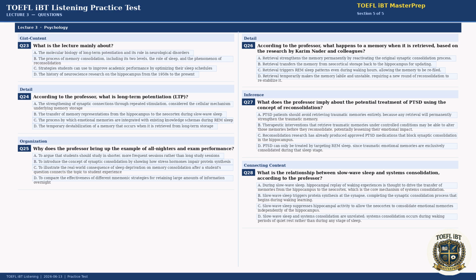Student: Professor Osei, does that mean pulling an all-nighter before an exam is actually counterproductive, even if you feel like you studied a lot?